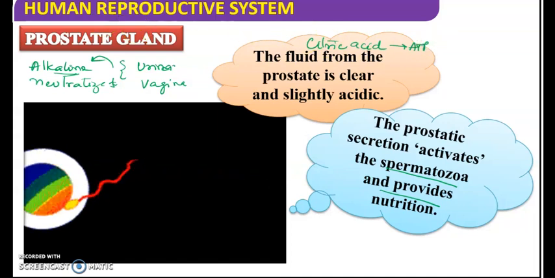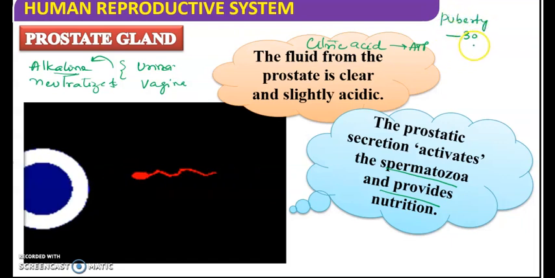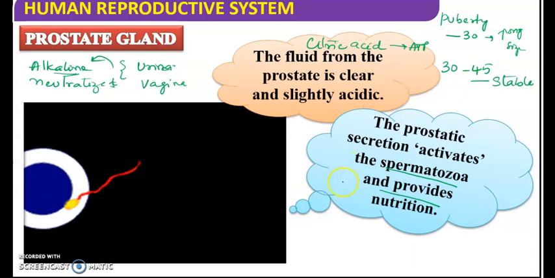Now one more additional thing is that the prostate gland keeps increasing in size from puberty till you reach 30 years. Once you reach somewhere between 30 to 45, the size of the prostate gland is stable. But after 45 years, there is a chance of enlargement of the prostate gland in males. Alright, so this is our prostate gland.